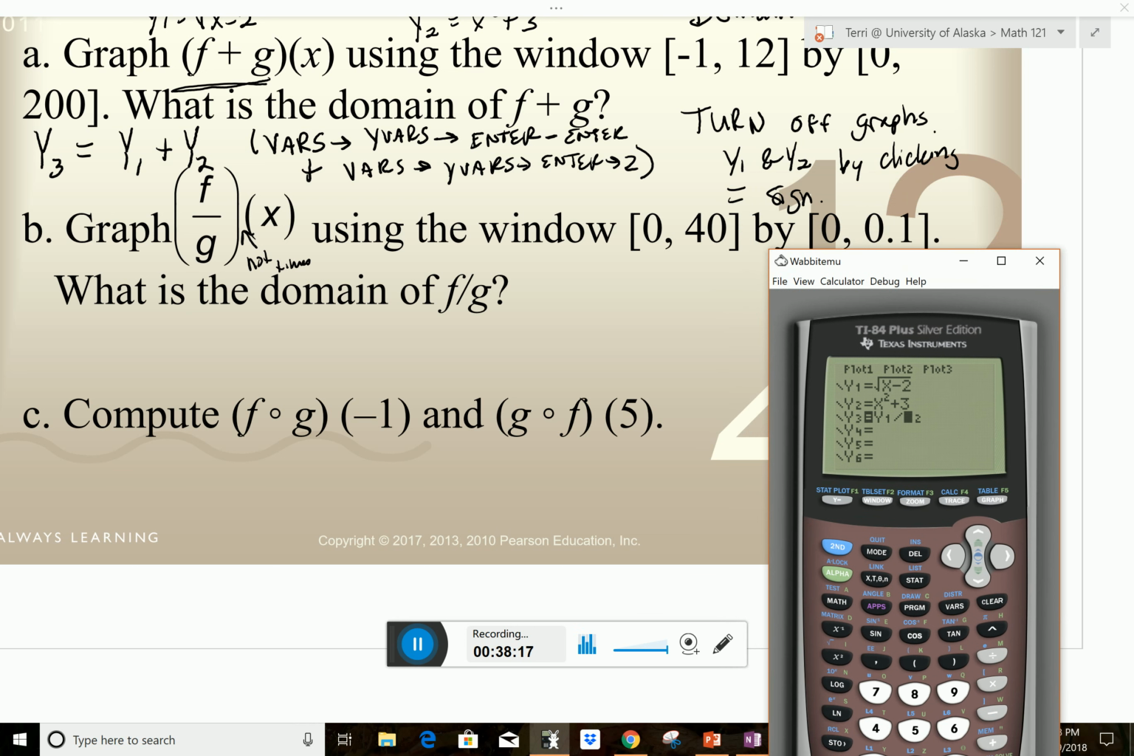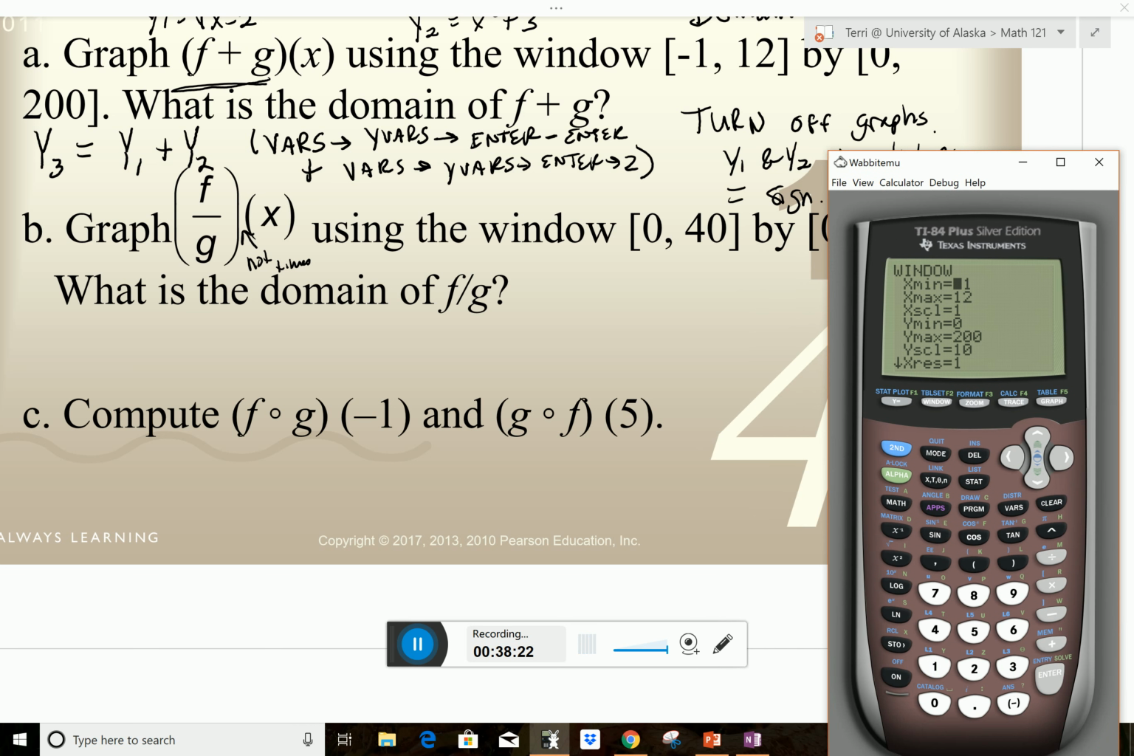Now, what's my window? Look, I made my window really small on the y's. So I went 0 to 40 and 0 to 0.1, because we have to do that sometimes, right? Let's make these, okay. Actually, let's make it 4. Okay. Let's graph this. Weird. Look at that weird thing. So this is kind of strange.